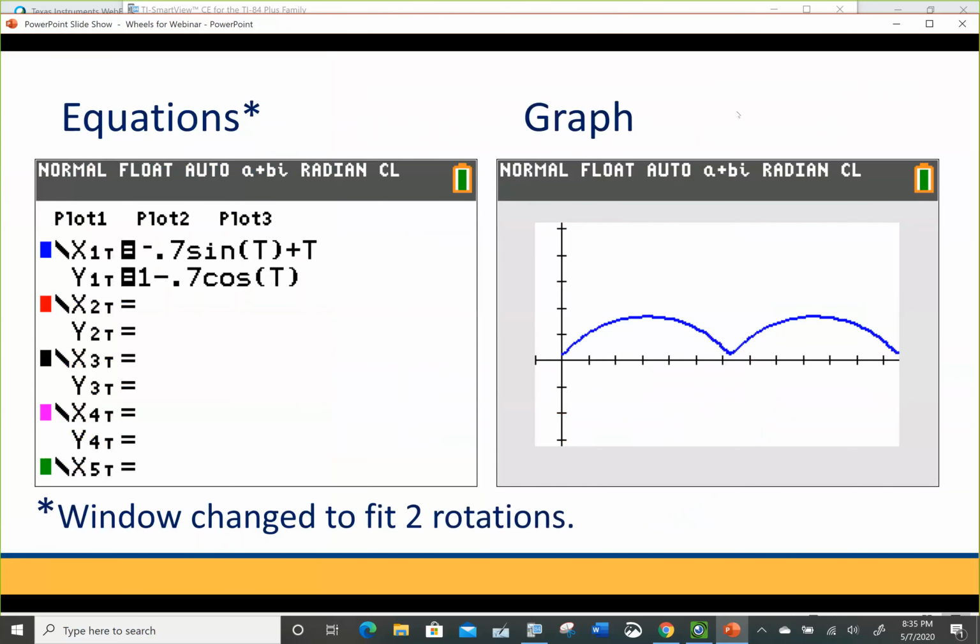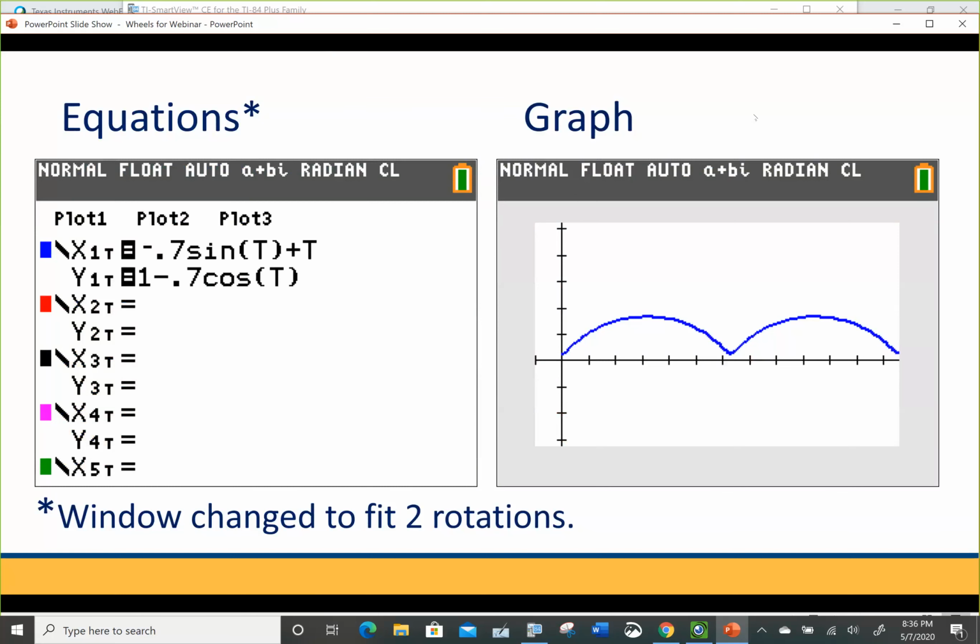Now, I changed the window here to fit 2 rotations so that you can see what's happening. You'll notice this time all I did was change the radius of the point on the tire to 0.7, which didn't go all the way to the edge of the tire. It's just a point on the hubcap somewhere. And you'll notice it doesn't hit the x-axis. And hopefully you'd anticipate that.